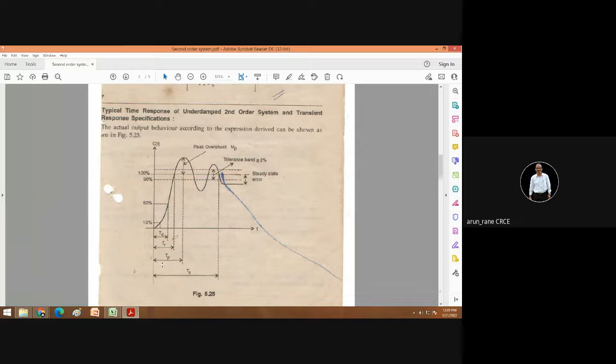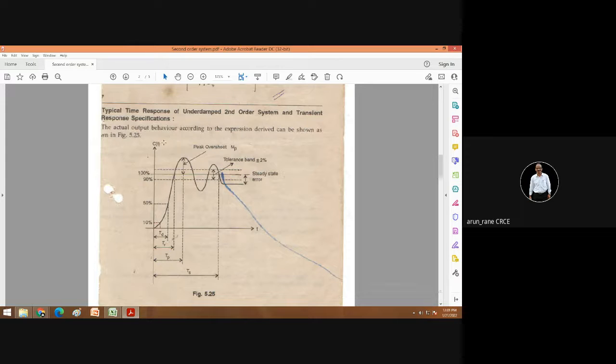So to achieve that 50% value, suppose I want 5000 rpm, so to achieve 2500 rpm, what is the time required? That is TD. What is the time required to achieve the 100%? That is TR. And what is the time in which it overshoots the maximum value? That is your TP. And this is your TS.